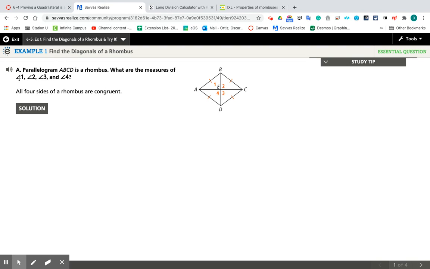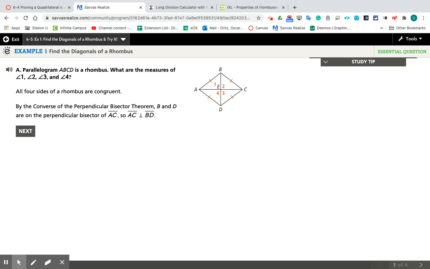First question we want to ask is, how are those measures 1, 2, 3, and 4, the angles that the two diagonals form? What is the measure of those angles? And the answer is that we know, because of a theorem we learned before, those two form a right angle. So that means that all those four angles are 90-degree angles.